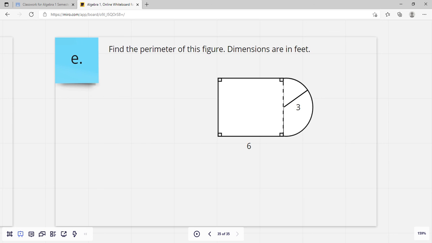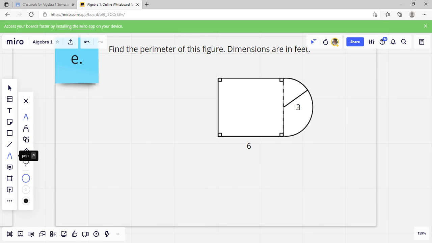Find the perimeter of this figure. Dimensions are in feet. Okay, so for this one, first we've got 6 right there. Okay, so we've counted this part. And this part up here would be 6 as well. And now if this is 3 from there to there, that means that from here to here would also be 3. And then from there to there would be 3.